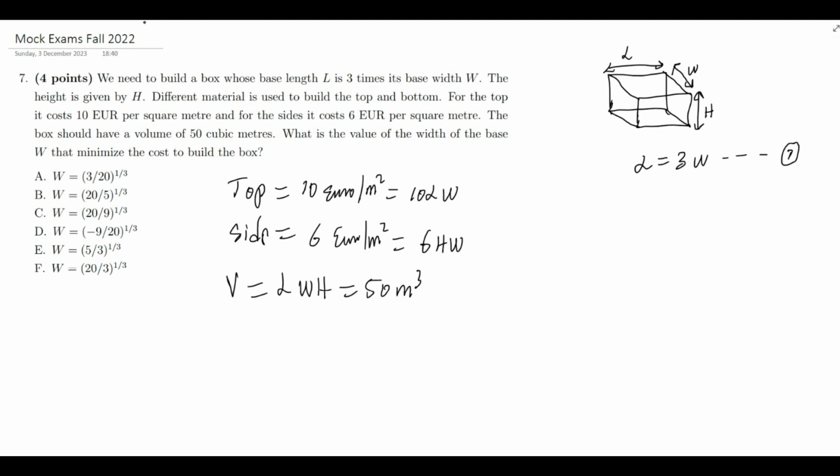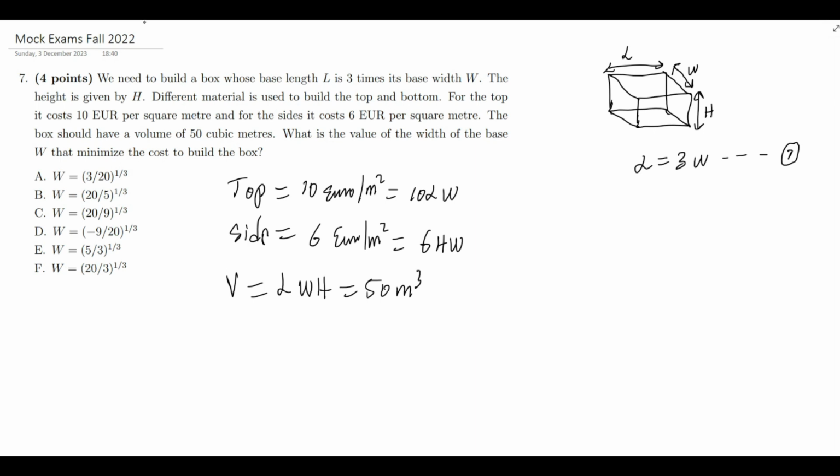What is the value of the width of the base W that minimizes the cost to build the box? So that minimizes the cost, right? We're dealing with minimizing the cost, and if you can remember from the minimum and maximum value, to get a minimum value of a function, you look for the first derivative and you equate that to 0, basically the critical point. So that's the same application we have to use here.